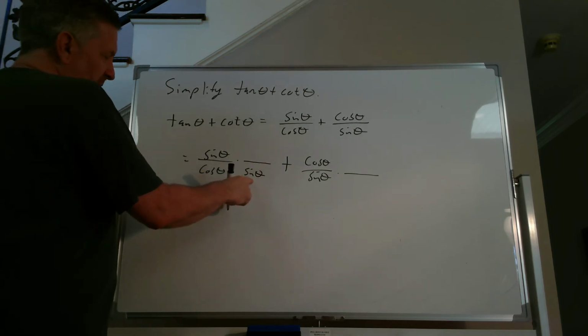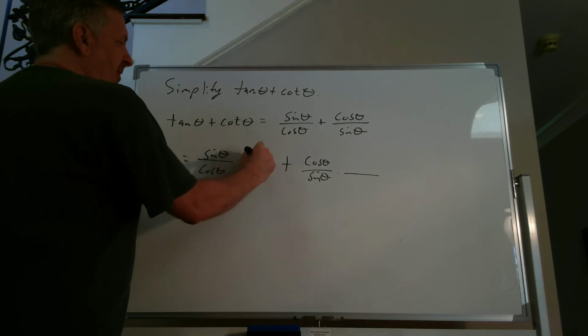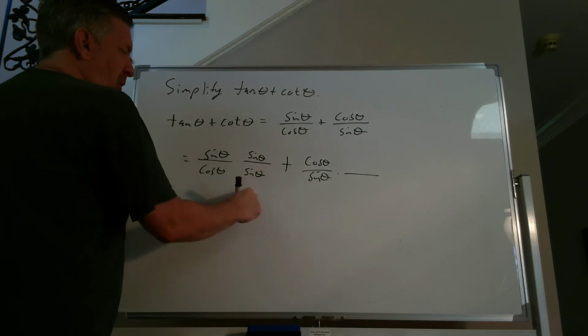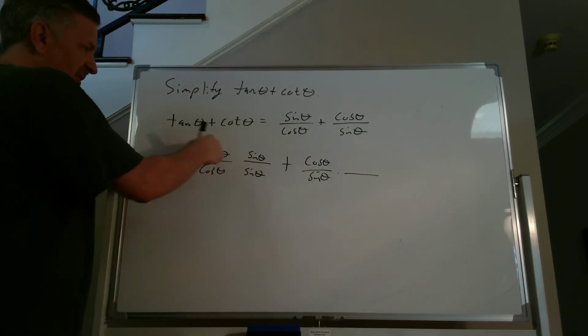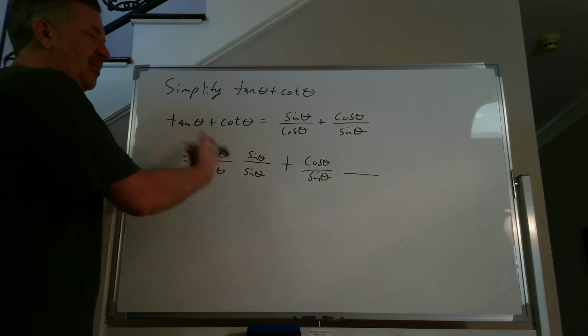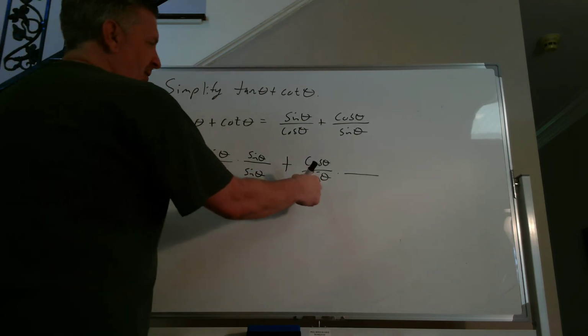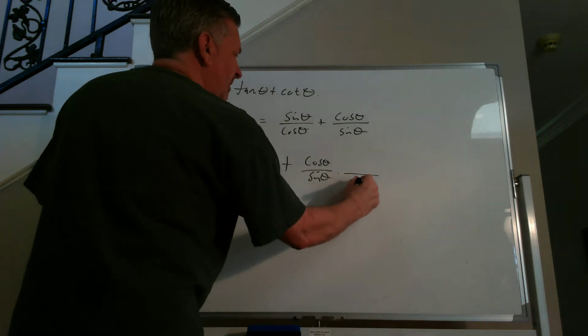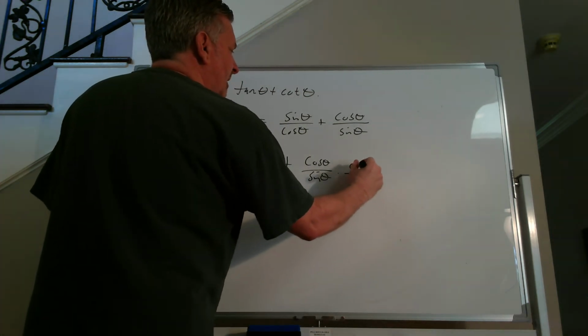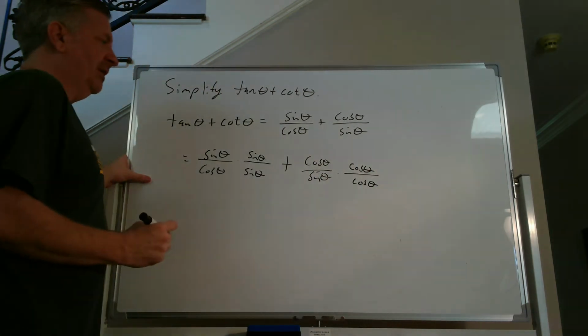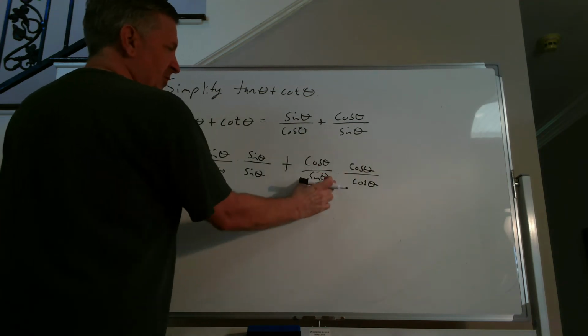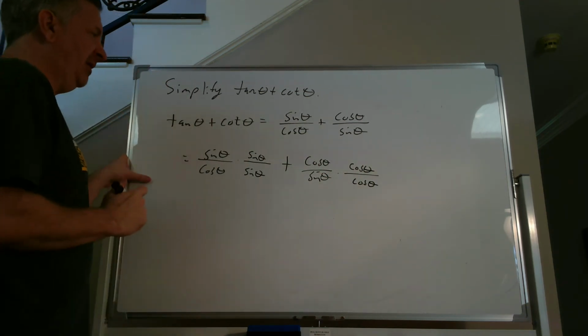But you can't just multiply by sine. You have to multiply by sine over itself, to multiply by 1, because 1 times that doesn't change the value. We'll change the appearance, but not the value. Here I have a sine theta. I need a cosine theta in the denominator. And again, I need to put cosine theta over itself, because that times 1 will still be that. I'll change the appearance, but not the value.